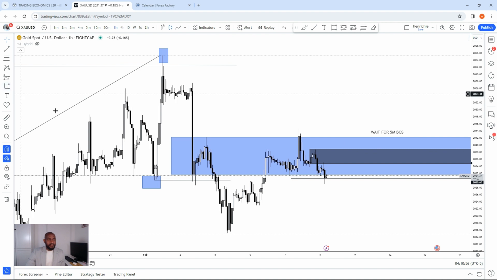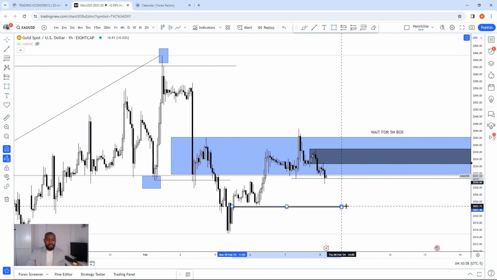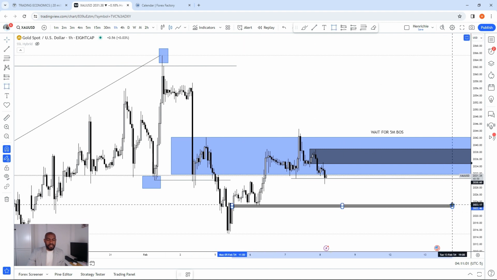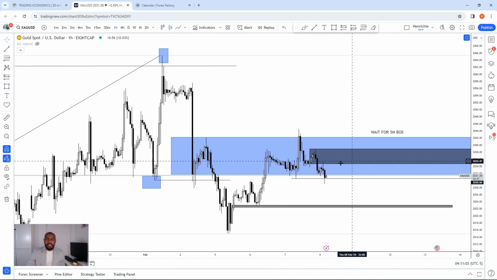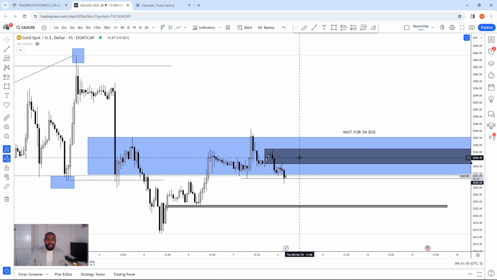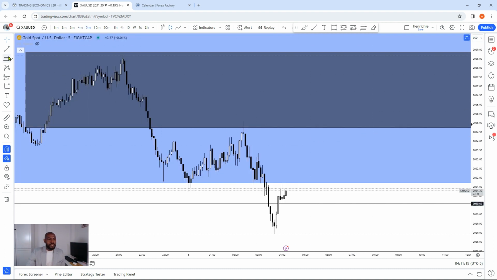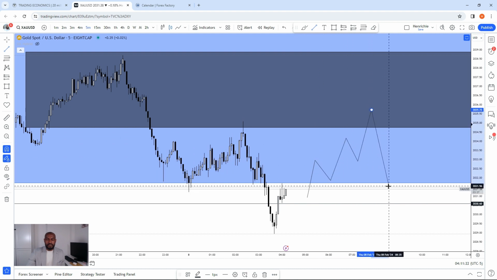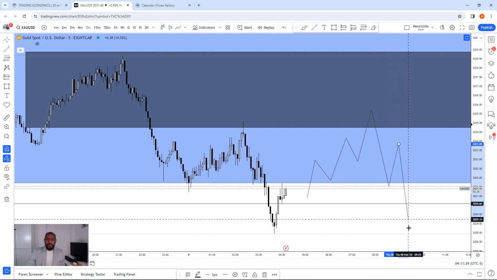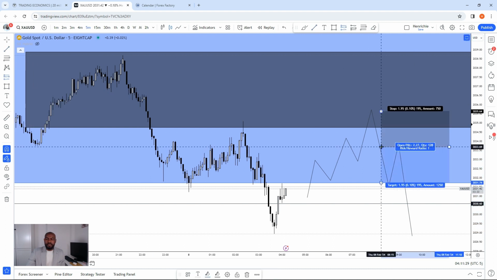So you can see right here, we'll have this inefficiency right here. I'm going to be targeting that. So if I see a smaller time frame shift in market structure, if price comes in here, I'll look for a sell, and I'll target this key level. So let's say, for example, price comes in here like this, and I see a break, the retest, and this would be my entry.